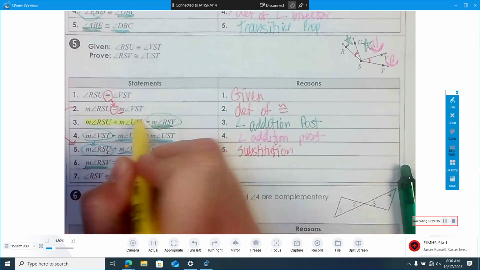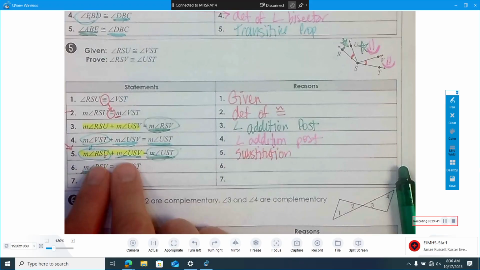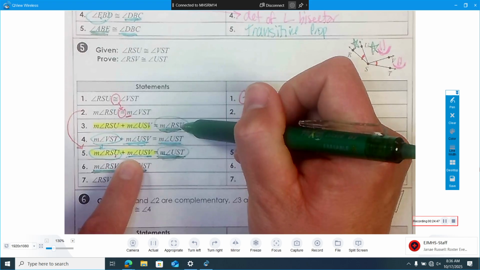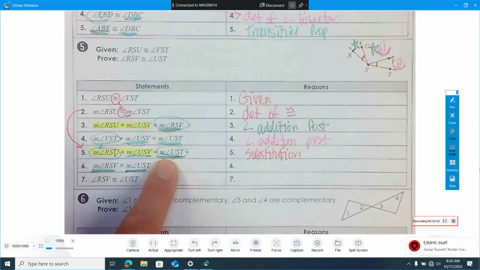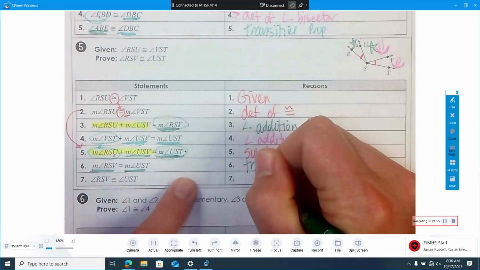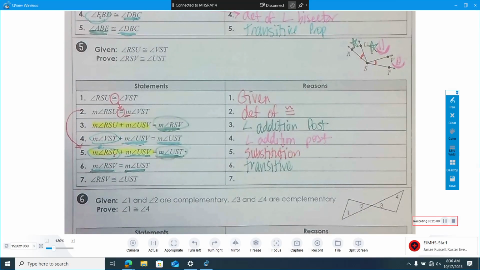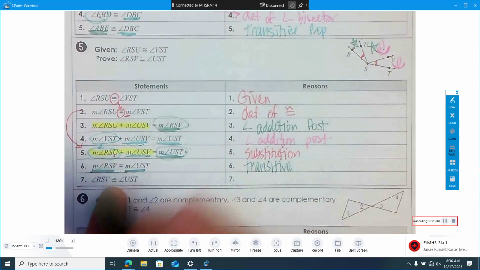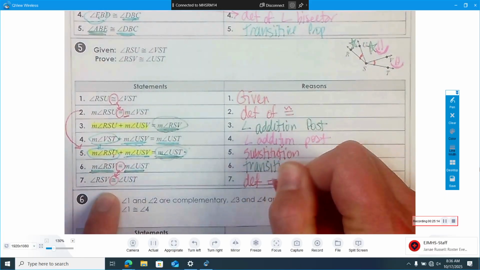RSU, and that's what I was saying before. These two statements, the measure of RSU plus the measure of USV, they're matching. So we have a chain. We're going RSV to the highlight and the highlight to the UST. So what property goes transitive? Yes. There's that chain, ladies and gentlemen. These things can be hard to find sometimes, but there's that transitive chain. Now what's going to let us go from equals to congruence? Definition of congruence, very good.